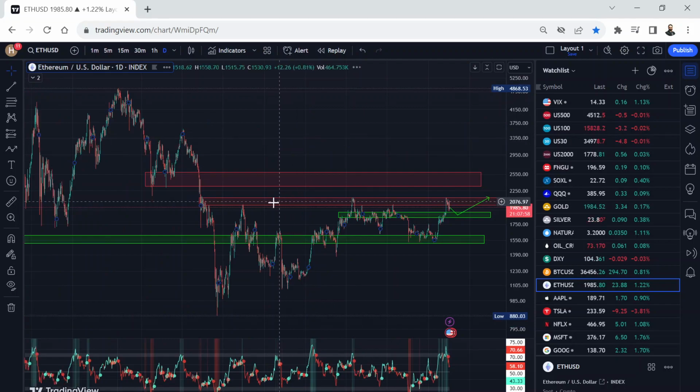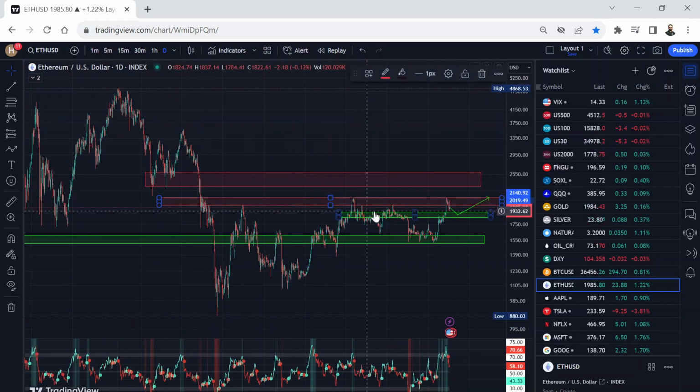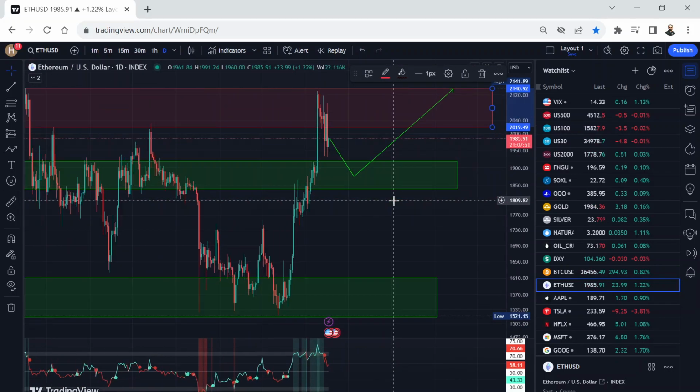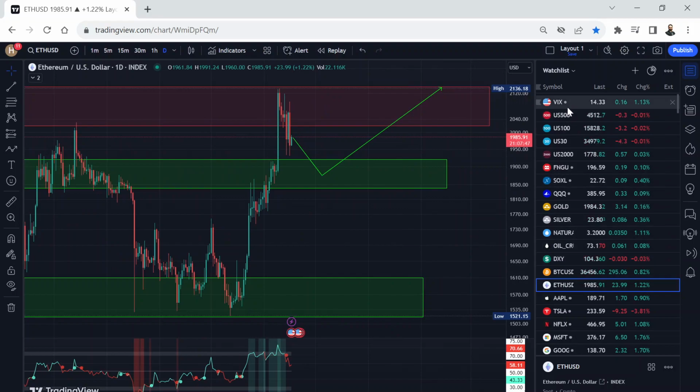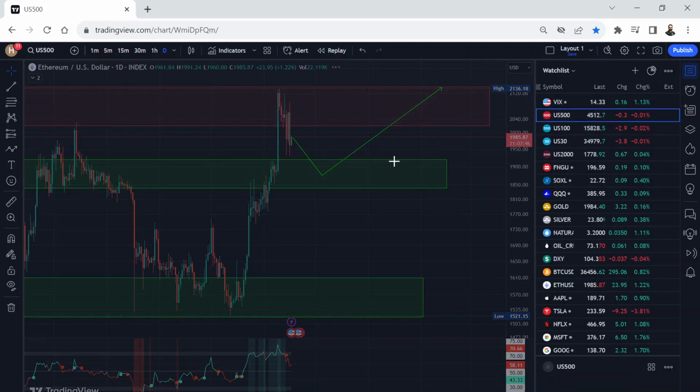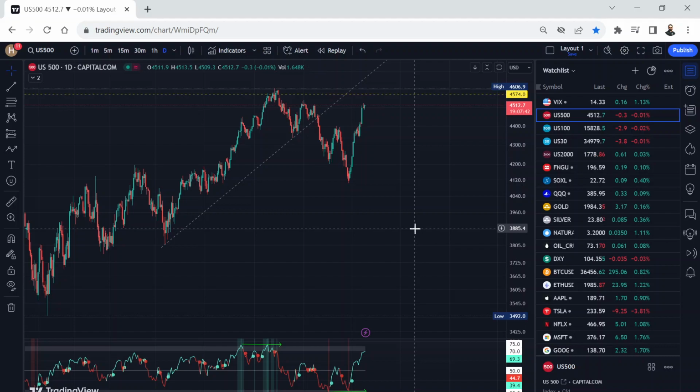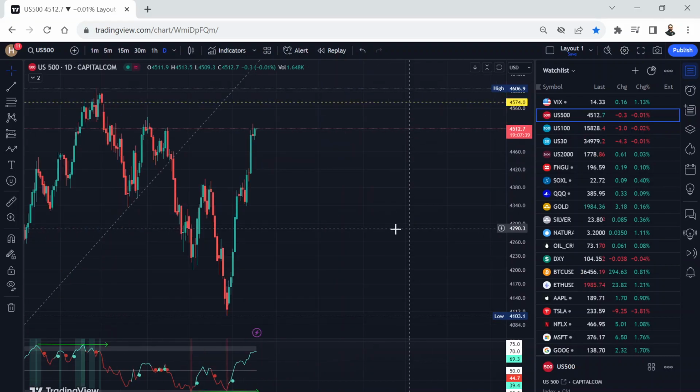This is a big resistance here. You can see I drew already a red box here. Let me expand that. This massive area around 2000, 2100, massive resistance, not going to be easy for Ethereum to break. All right, so we're done with crypto. Let's go to traditional market, US 500, which is S&P 500.